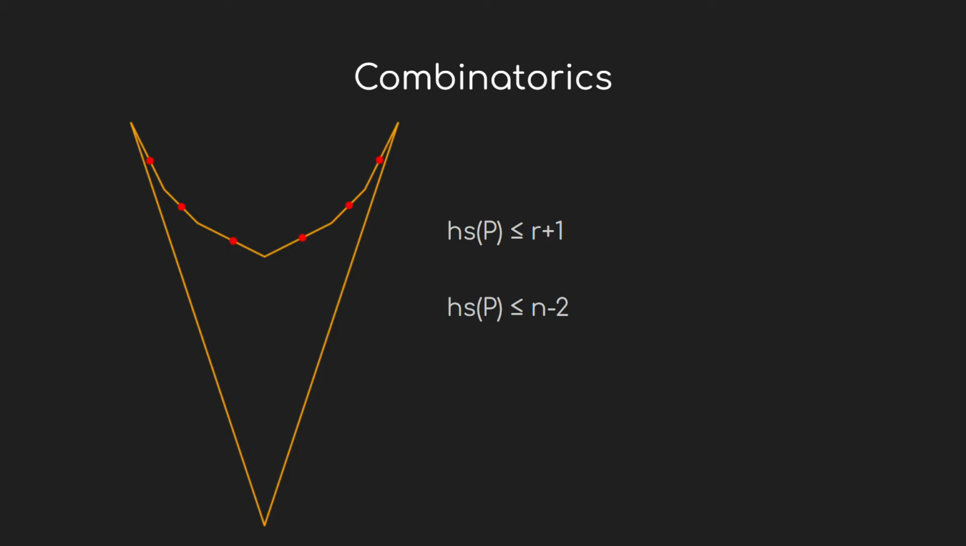And this bound of the reflex vertices plus 1 translates to n, the total number of points in the polygon, as the combinatorial bound. That comes simply from the fact that there must be at least 3 convex vertices. So in the case on the left, we have exactly 3 convex vertices, and the rest are reflex vertices. That means that there are n minus 3 reflex vertices. N minus 3 plus 1 is n minus 2.